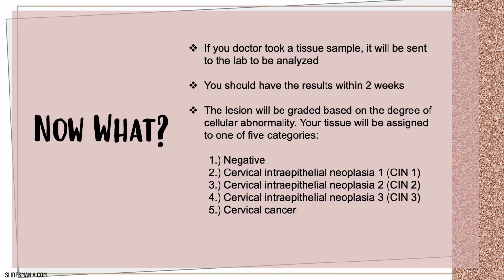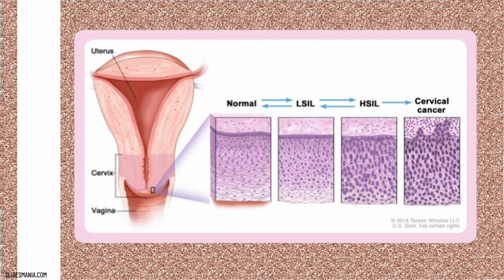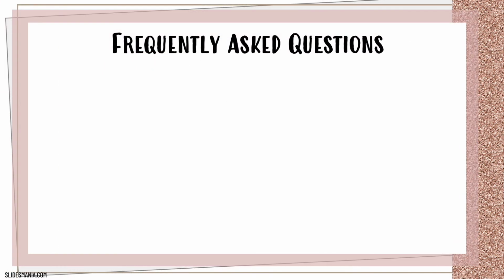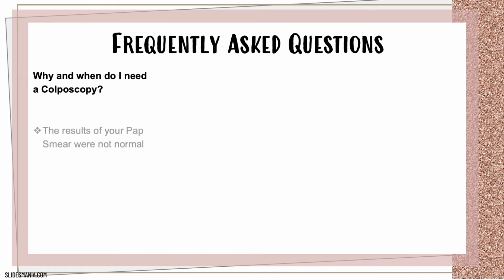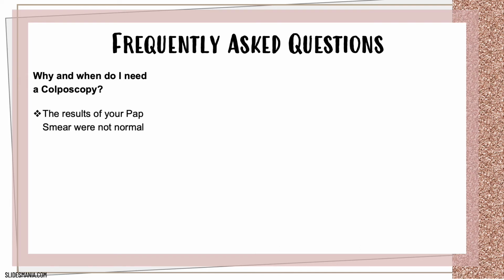The next slide shows how cervical cells that have long-lasting infections, such as HPV or human papillomavirus, can change over time and become abnormal. Abnormal cervical cells may also return to normal even without treatment, especially in the younger women population. Now we'll go into some frequently asked questions. First question, why and when do we need a colposcopy? Your doctor referred you for a colposcopy because, as discussed, the results of your pap smear were not normal. Another reason for a colposcopy could be that your cervix looks abnormal during a routine pelvic exam. And lastly, you could have a colposcopy due to unexplained vaginal bleeding.